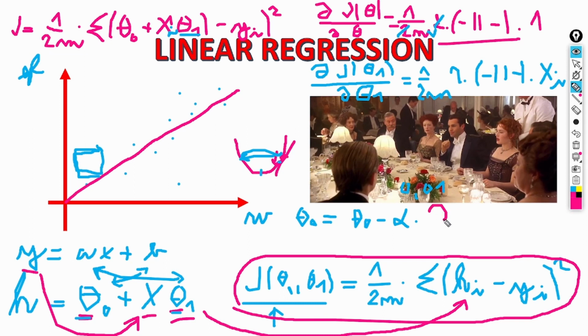I will just write the partial derivative of the cost function with respect to theta 0, derived by theta 0. And for theta 1, we will do the same. It is theta 1 minus the learning rate multiplied by the cost function derived by theta 1.